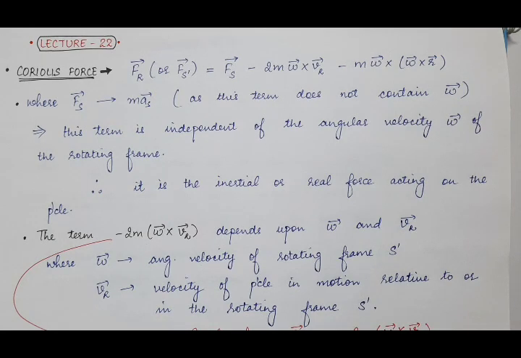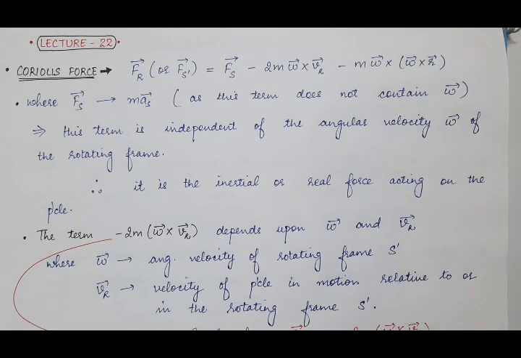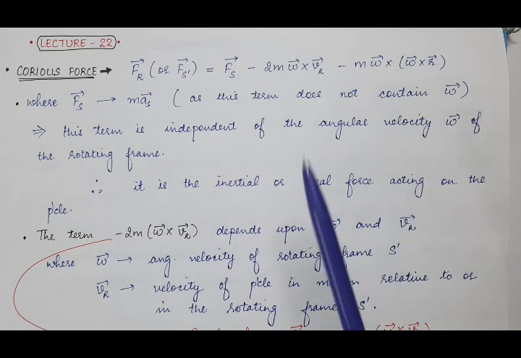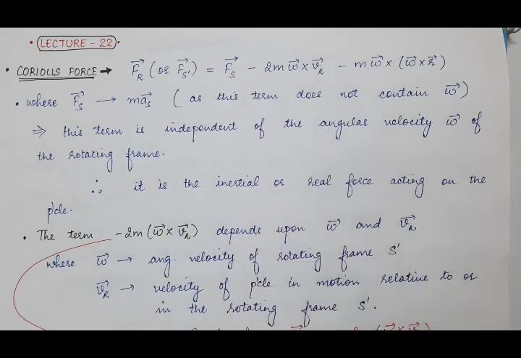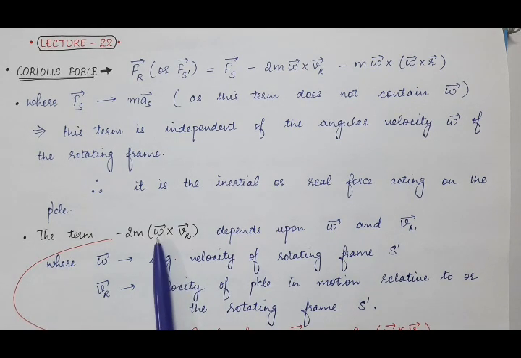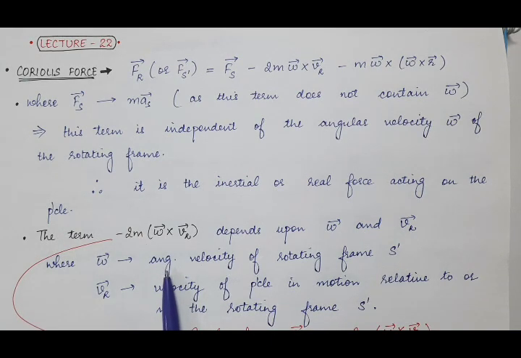So therefore this is the inertial term. That is why this first term is called the inertial or real force acting on the particle in inertial frame S. Then what about the second term? This second term, which is minus 2m omega cross Vr, depends upon the omega vector as well as the Vr vector. Omega vector is the angular velocity of the rotating frame of reference S dash.